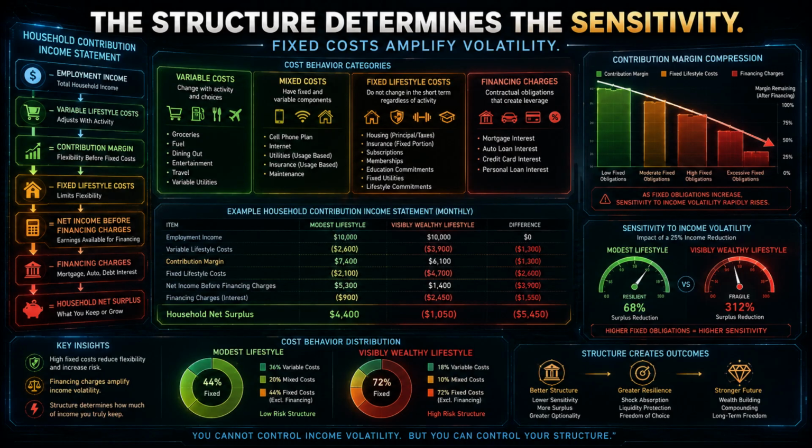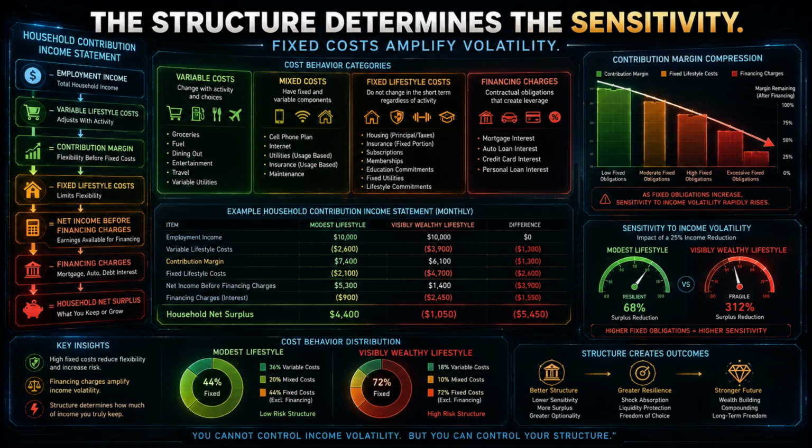Now, in a previous episode, we linked the household chart of accounts to variable costs, mixed costs, and fixed costs. Today, in this video, we expand that framework into household contribution margin analysis. Just like corporations, households operate with recurring revenues, recurring expenses, and varying levels of fixed cost rigidity.